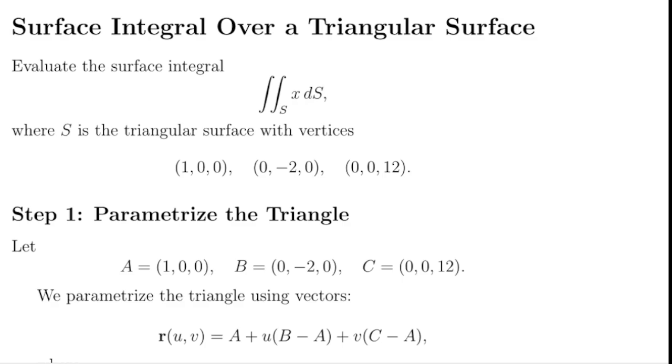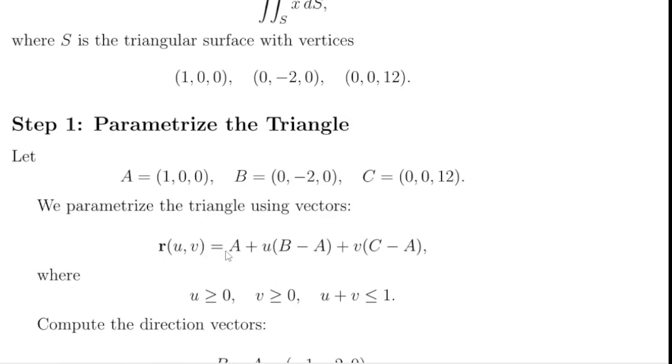In this video, we want to find the surface integral over a triangular surface where the triangular surface has vertices (1, 0, 0), (0, -2, 0), and (0, 0, 12). The first step is to parametrize this triangle. So this triangle is going to have the form a plus u times (b minus a) plus v times (c minus a). So a is the point (1, 0, 0), b is the point (0, -2, 0), and c is the point (0, 0, 12).